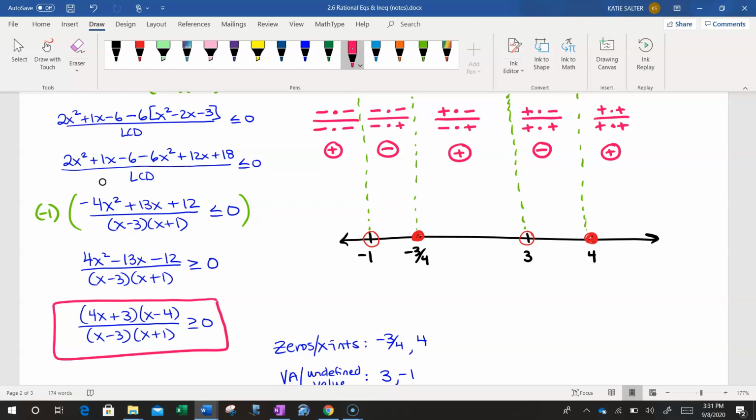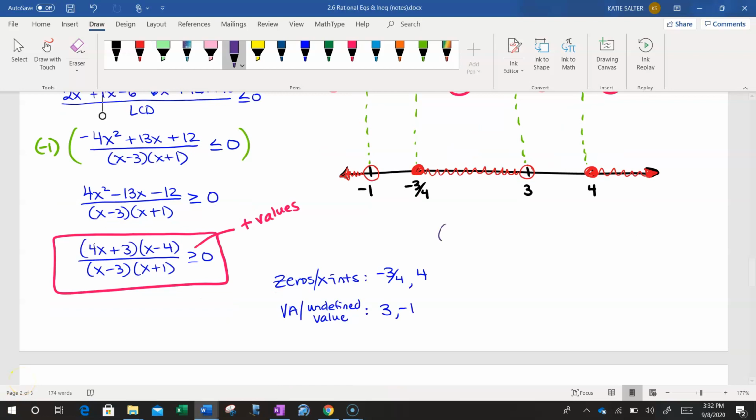In this case, we wanted to know, once we clean this all up and flip that symbol, when is this greater than or equal to 0? So we are looking for positive values, or where it's equal to 0, which we already got the zeros on there. So we're going to shade everywhere it was positive. So that is from -infinity up to -1, and then from between -3/4 and 3, and then from 4 to infinity. And we always write our answers in interval notation. So that's going to be from -infinity to -1 with a parenthesis, in union with bracket -3/4 to 3 with a parenthesis, in union with bracket 4 to infinity.